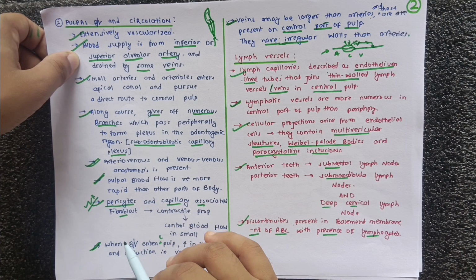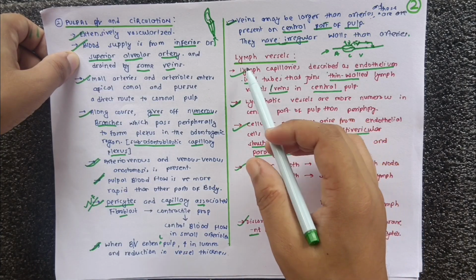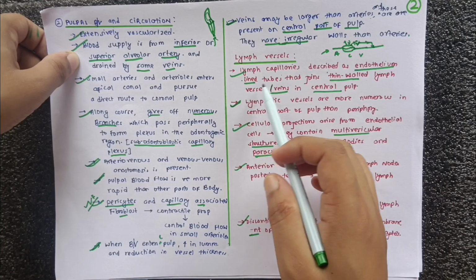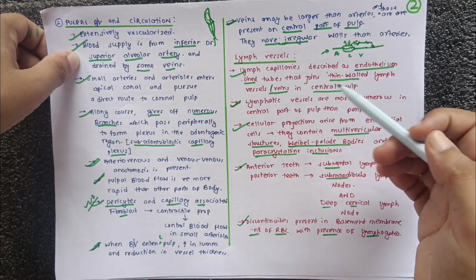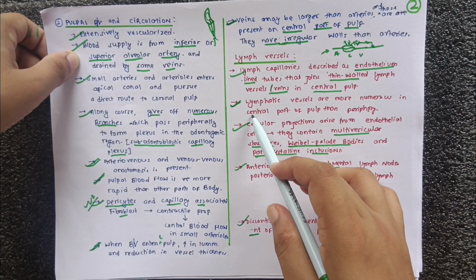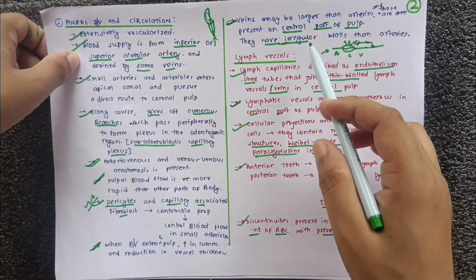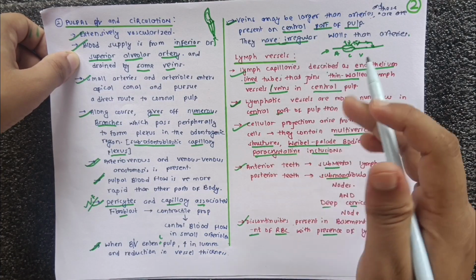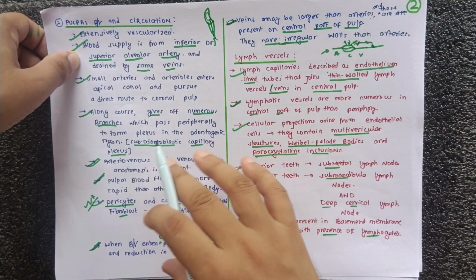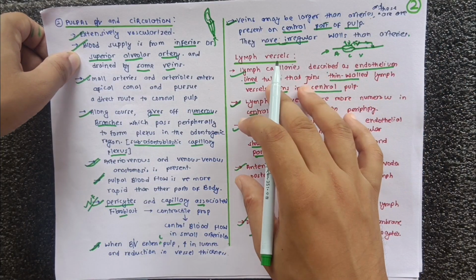You should remember this. Another important thing about the lymph vessels is that they are thin walled, they are endothelium lined tubes, and they finally drain into the thin walled lymph vessels or the veins. They are mostly present in the central part of the pulp, similar to the larger veins. So you can correlate those and remember that. This topic is not too important.